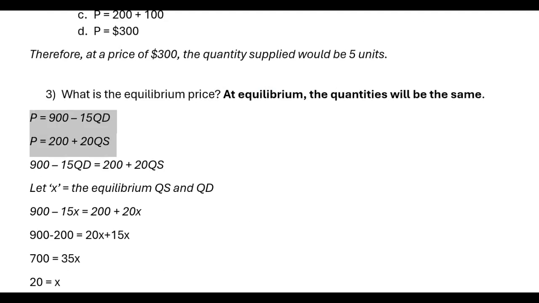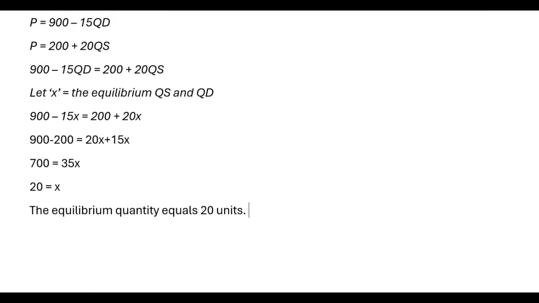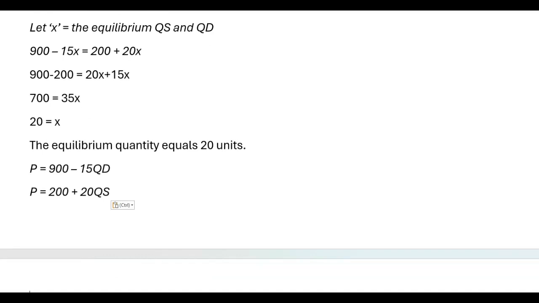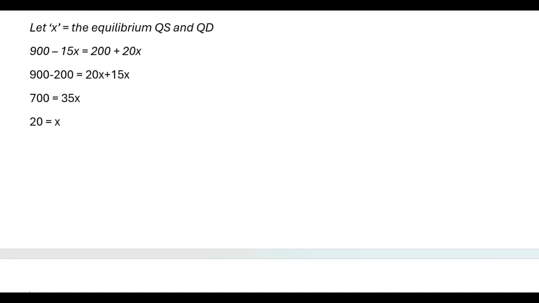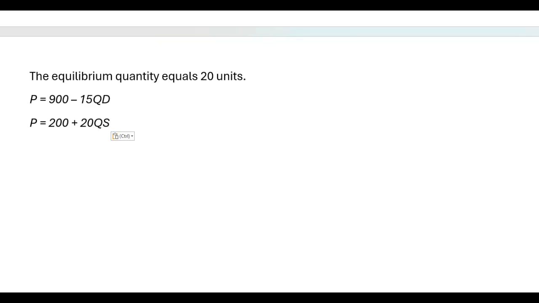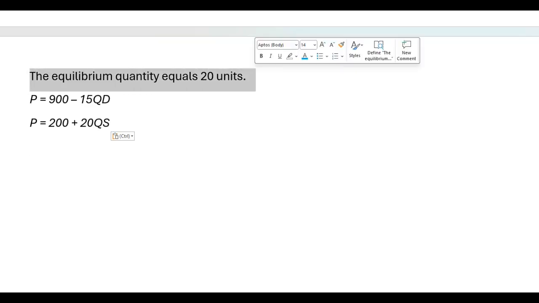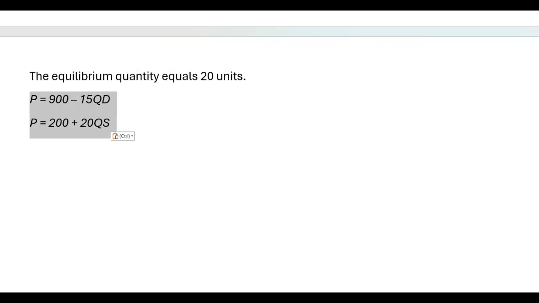And fortunately, I can do that using either of these two equations. Here, I'm going to have to move this down because I kind of ran out of room. So let's go down to page 2. So I know the equilibrium quantity is 20 units. I have my two original equations. I can use either of these to solve for that equilibrium price.